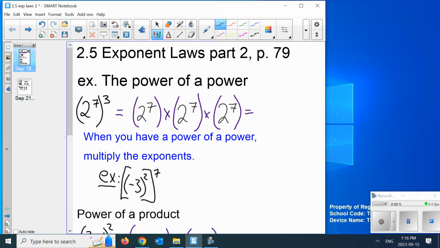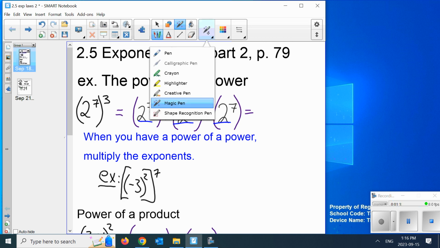We know how to multiply bases the same as exponents. We add the exponents, right? There's 3 groups of 7, so we can say 7 plus 7 plus 7, or we can say 3 times 7, right? 21. You guys follow this logic. I did a lot of talking really fast, so I'm going to repeat myself. The bases are all the same, so that means I know it's going to come out to be a 2.